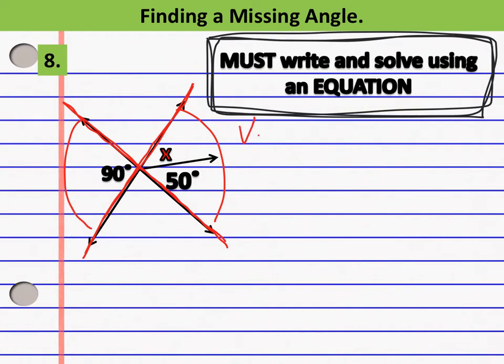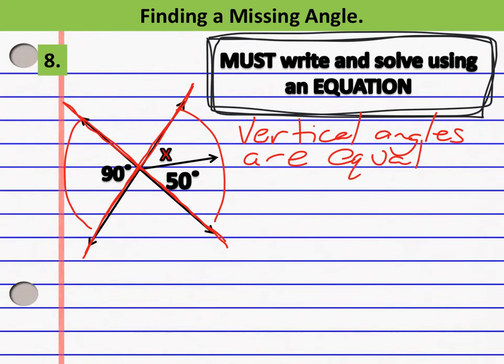So what we know about vertical angles, copy this down, is that vertical angles are equal. So what I know is these two added up equals this 90. If this was an 80, they would add up to 80, whatever number that is. So x plus 50 equals 90 over there. And then we just solve our one-step equation.